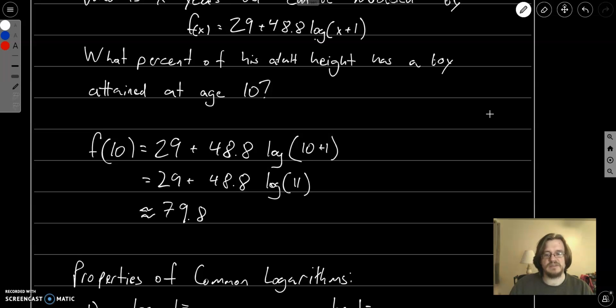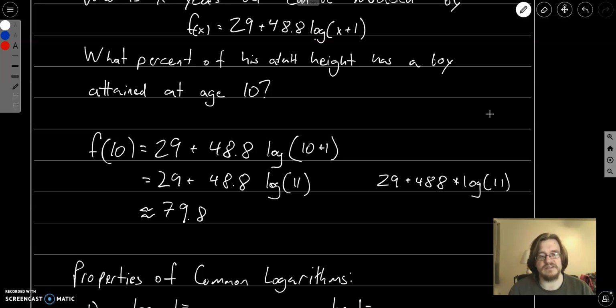So if you were to type this into Google, you would write almost exactly this. You would write 29 plus 48.8 times, which is the star, and you would just type out log parenthesis 11.